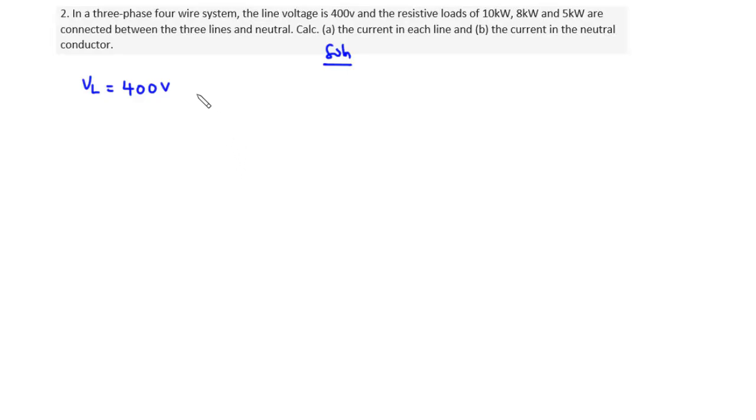So let's assume that we have the 10 kilowatts power to be the power associated with the resistive load in the first phase, and also we have P2 to be 8 kilowatts, that is the power associated with the resistive load in phase 2, and then also for P3, that is equal to 5 kilowatts, and that is the power associated with the resistive load in the third phase.